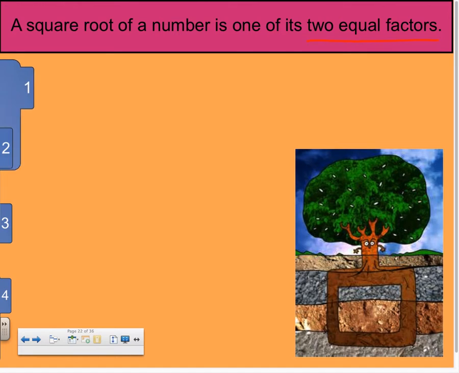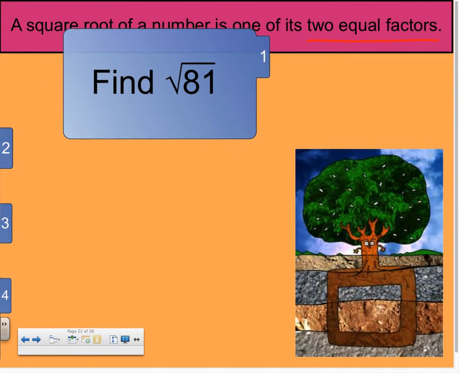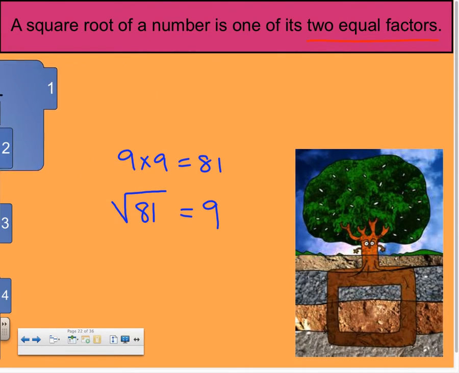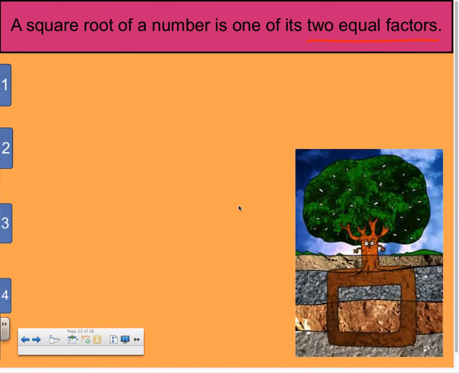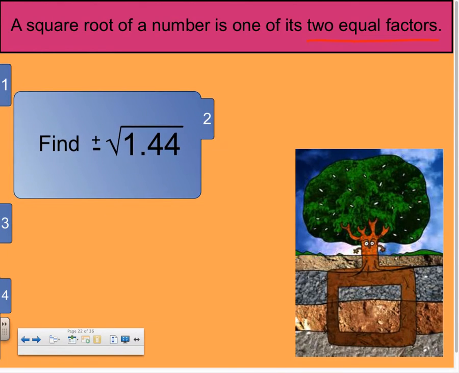Example number 1 says find the square root of 81. I've got to think to myself, what number multiplied by itself will equal 81? If you're good with your times tables, you should be able to recognize that 9 times 9 equals 81. Therefore, the square root of 81 equals 9. Also, you can use the square root button on your calculator, as we mentioned earlier, to help you find that. So that would be a very basic example. If they ask you for the square root, what is the factor that's multiplied by itself to equal that number?